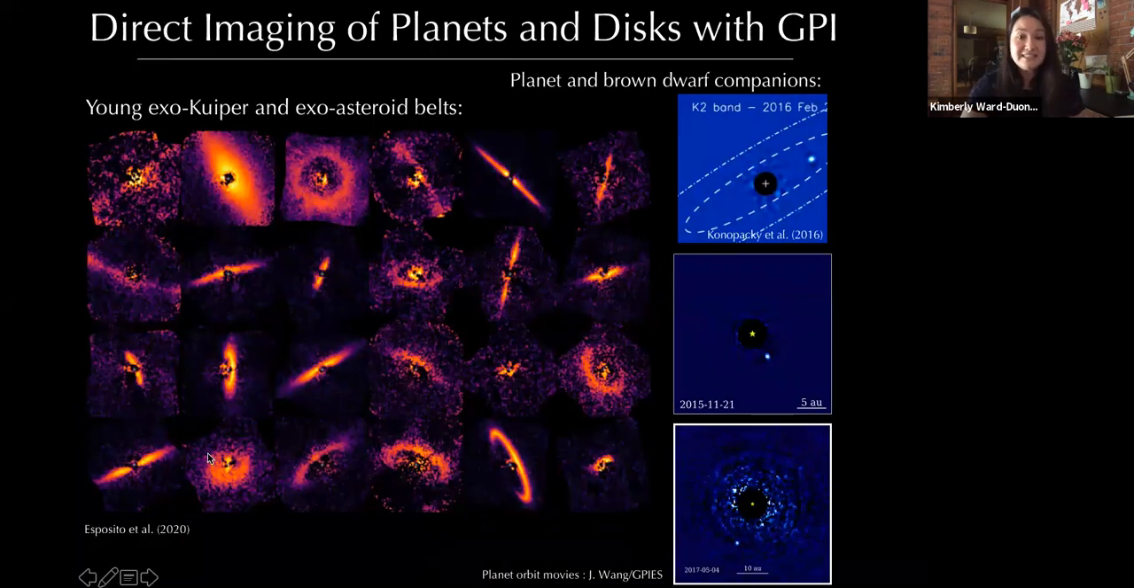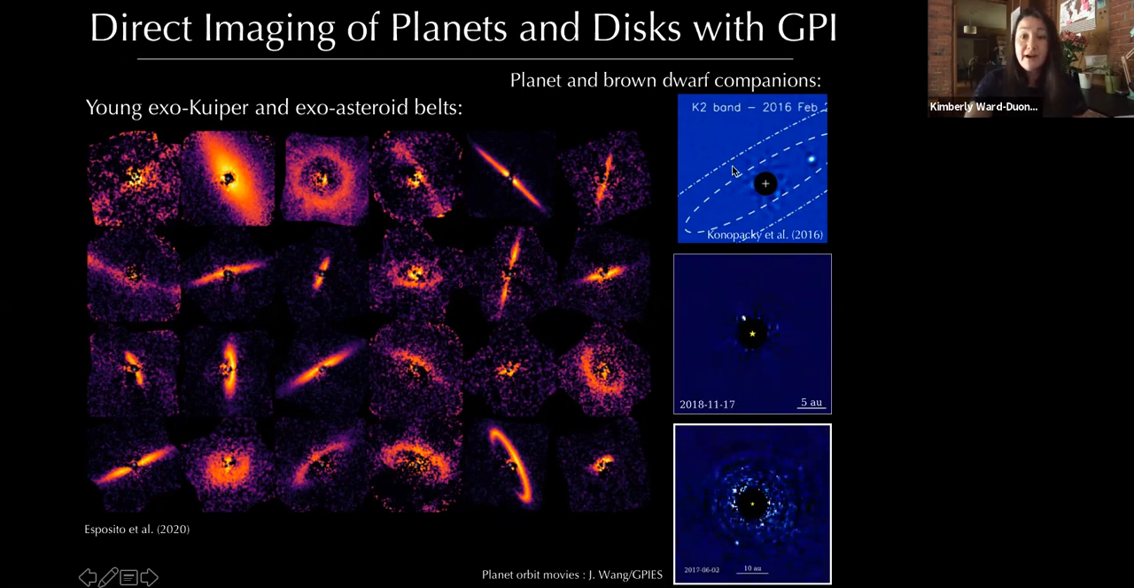So this paper actually just came out about a week ago. Tom Esposito has shown the gallery of debris disks. So these are the remnant material, much older than the disks I was just talking about. But GPI has beautifully resolved many of these ring and edge-on, even face-on disk systems that are essentially the signposts of planet formation, sort of the young analogs to our own Kuiper belt or asteroid belt.